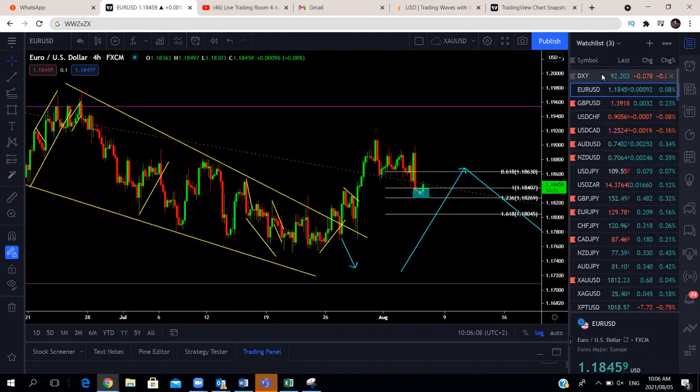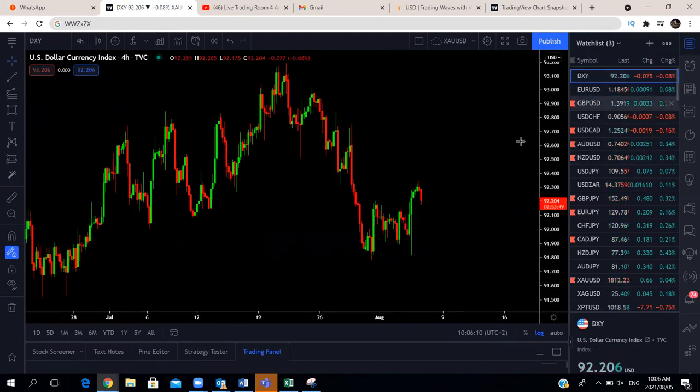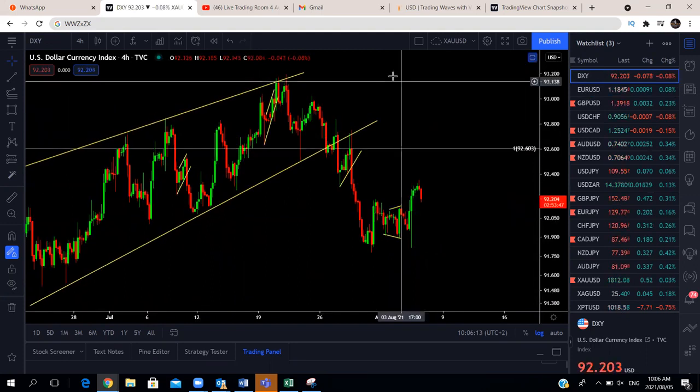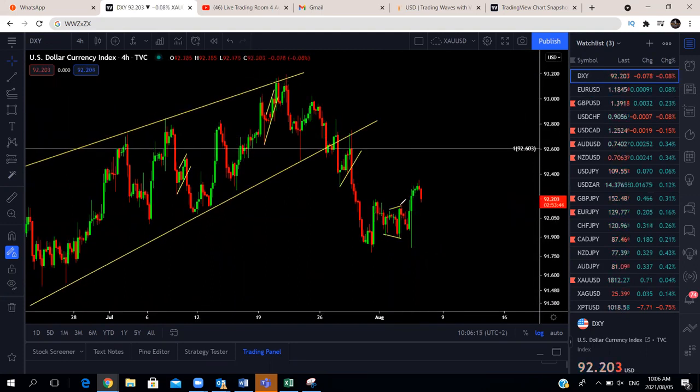Let's go through all the US dollar pairs. So the DXY, exactly as we explained it yesterday. This is what we looked at yesterday. The DXY was here. It was breaking out with this candle here. Don't look at this long one here. The next candle here, this is what we looked at.